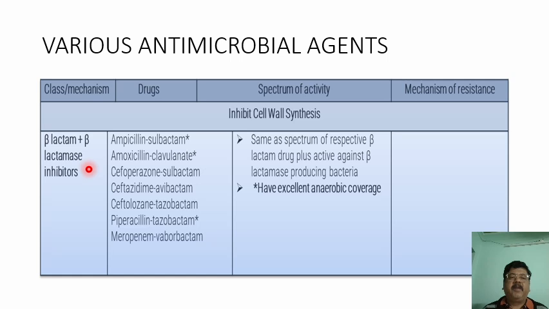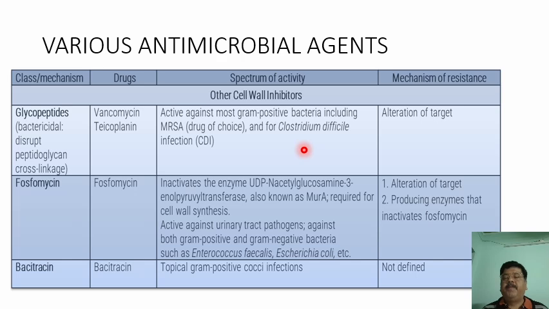Then beta-lactam plus beta-lactamase inhibitors: ampicillin sulbactam, amoxicillin clavulanate, cefoperazone sulbactam, ceftazidime avibactam, ceftolozane tazobactam, piperacillin tazobactam, meropenem vaborbactam. The spectrum is the same as the respective beta-lactam drug, plus they are active against beta-lactamase producing bacteria, and they have excellent anaerobic coverage. Therefore, if you have started piperacillin tazobactam, there is no need to start metronidazole simultaneously for anaerobic coverage. Otherwise, that is considered redundant or unnecessary use of overlapping spectrum antibiotics.